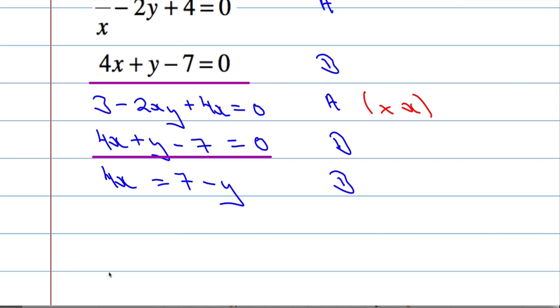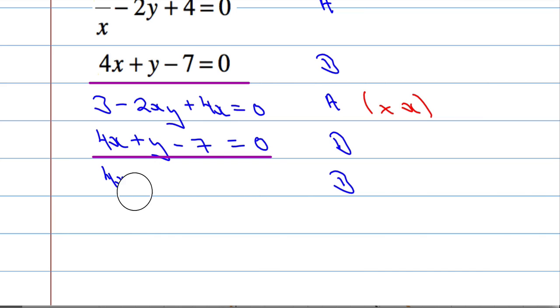Oh, that's not actually going to help. Let's isolate x. In fact, let's isolate y. So sorry for the confusion. Now let's isolate y.